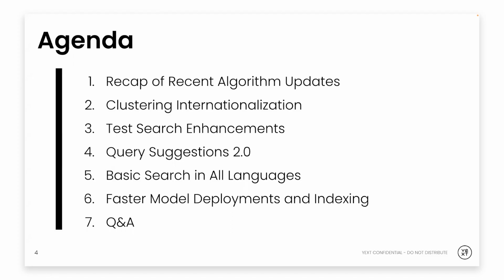As for today's agenda, we'll do a recap of our recent algorithm updates, and then we'll go one by one through the really impactful updates of the algorithm update: clustering, internationalization, test search enhancements, query suggestions 2.0, basic search in all languages, and faster model deployments and indexing. Then we'll end with Q&A.